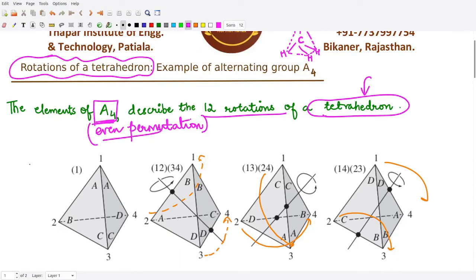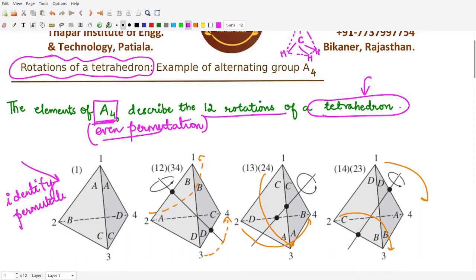So you see in the first figure here, we are keeping our tetrahedron as such and not doing anything to it. That means we can list this as the identity permutation. Why? Because it has no effect on this tetrahedron.